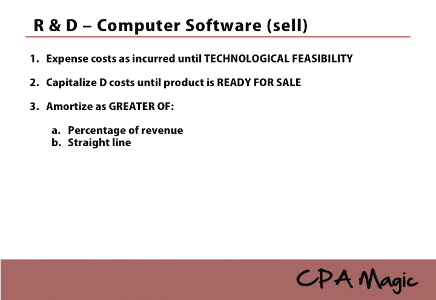So let's go back to what we were saying before. There are three things that you do with these capitalized computer software costs. You expense them like normal until you hit technological feasibility. Then you're going to capitalize the development costs till you're ready to sell the product. Then you start amortizing as either the greater of percentage of revenue or straight line. And let's look at exactly what we mean by that so we're perfectly clear.